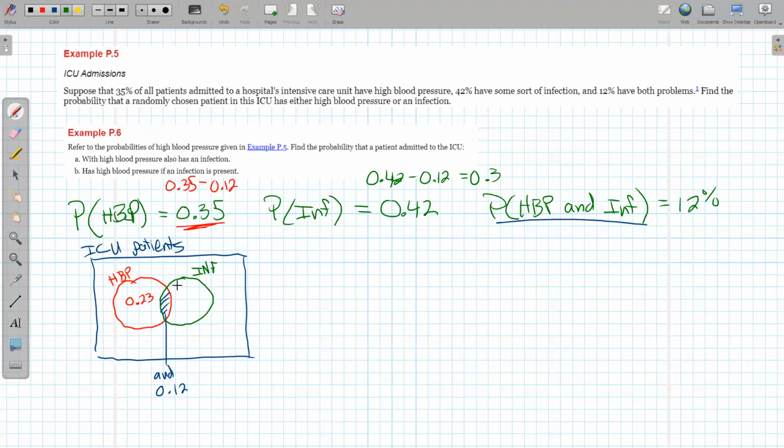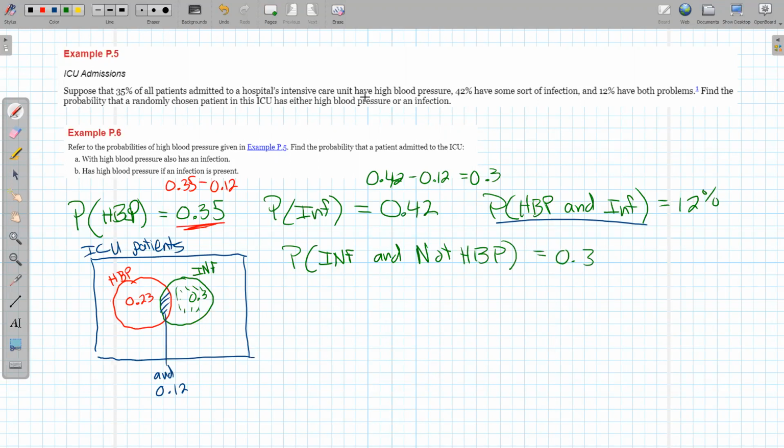So in just this part here, this crescent shape, that's 30% of people that have an infection but don't have high blood pressure. And there is notation for that. I could write, what's the probability somebody has an infection and not high blood pressure? That would be this region right here. That's that 30%.